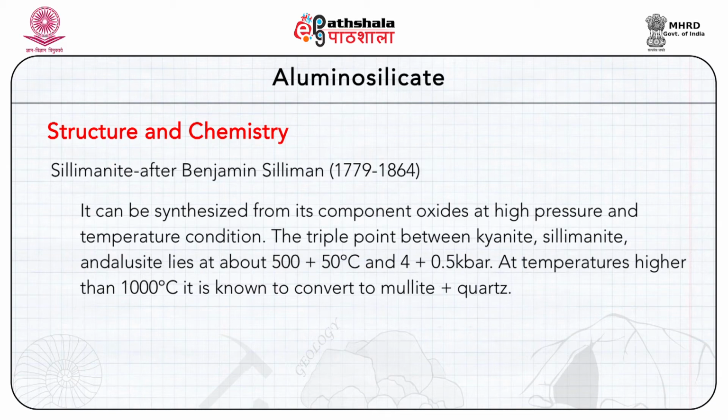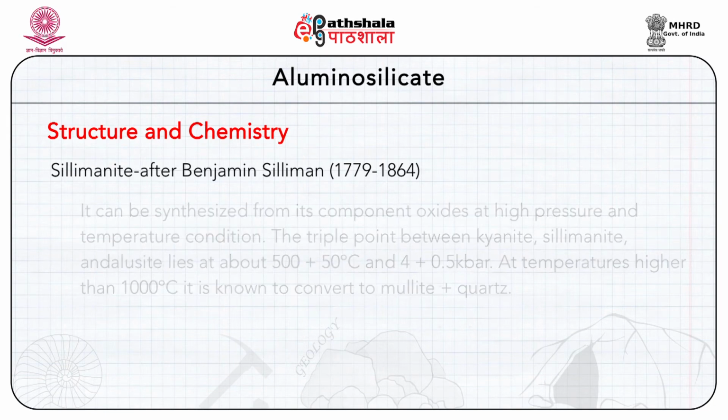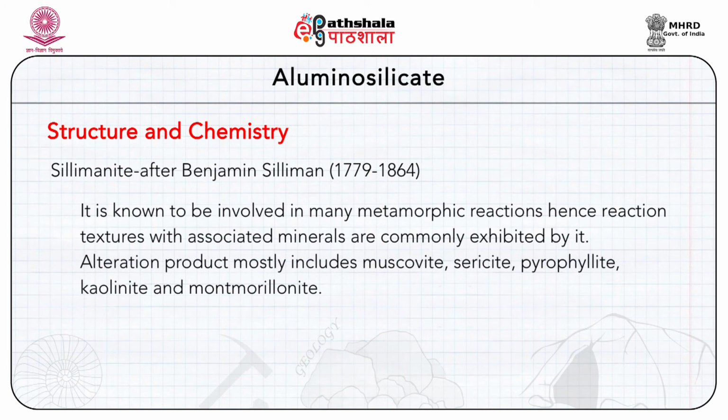The triple point between kyanite, sillimanite and andalusite lies at about 500 ± 50 degrees Celsius and 4 ± 0.5 kilobar. At temperatures higher than 1000 degrees Celsius, it is known to convert to mullite and quartz. It is involved in many metamorphic reactions, hence reaction textures with associated minerals are commonly exhibited by it. Alteration products mostly include muscovite, sericite, pyrophyllite, kaolinite and montmorillonite.